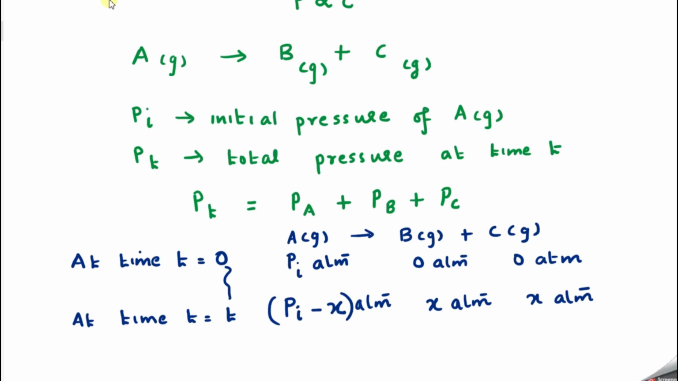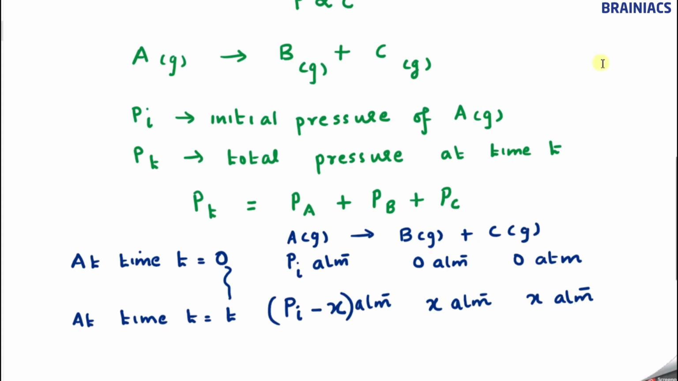Why is it like that? Because 1 mole of A will give 1 mole of B and 1 mole of C. So I can say that if 1 mole of A is decreased, surely 1 mole of B and 1 mole of C has formed. So 1 mole of A corresponds to X atmosphere, which means for B and C it will surely generate X atmosphere in the reaction medium.